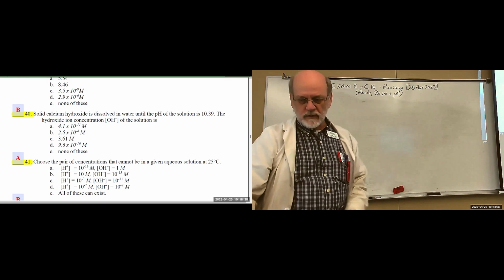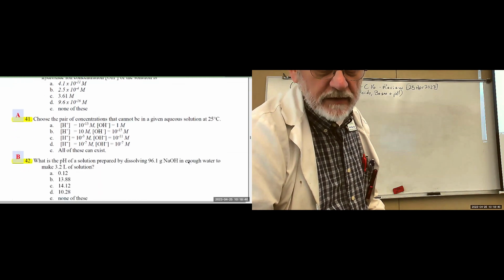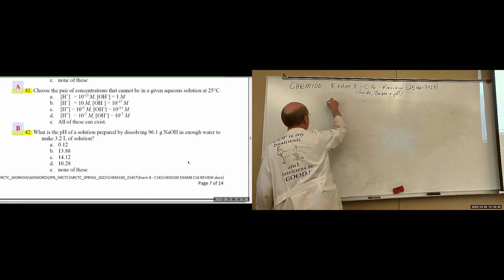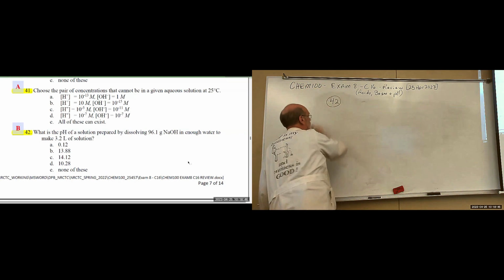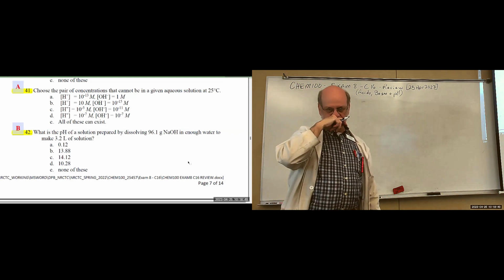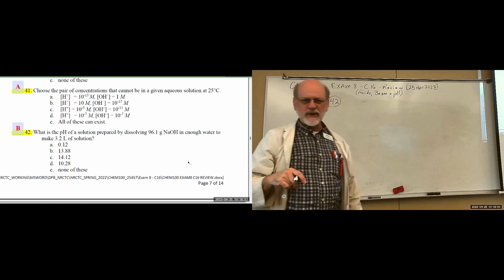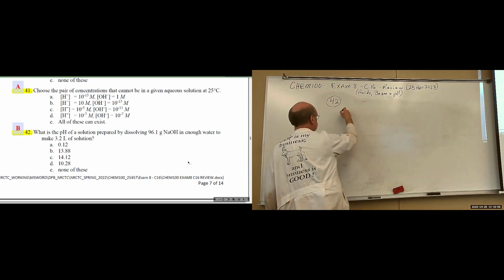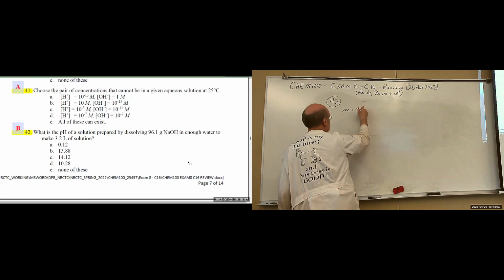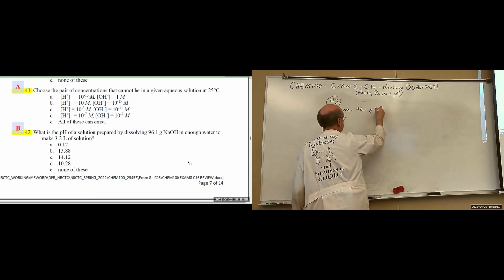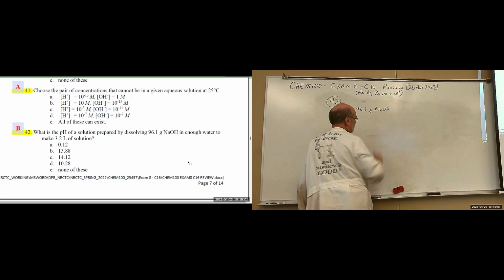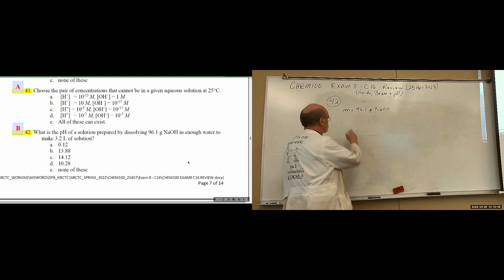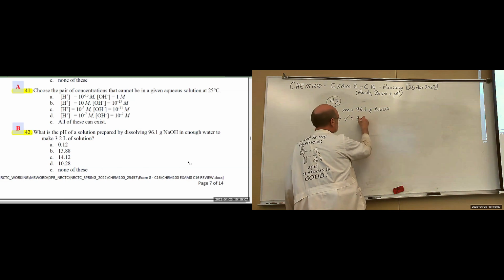All right, that was 41. Let's scroll to 42. Okay. What's the pH of a solution prepared by dissolving 96.1 grams of sodium hydroxide? So the mass equals 96.1 grams of sodium hydroxide in enough water to make 3.2 liters. So the volume equals 3.2 liters.